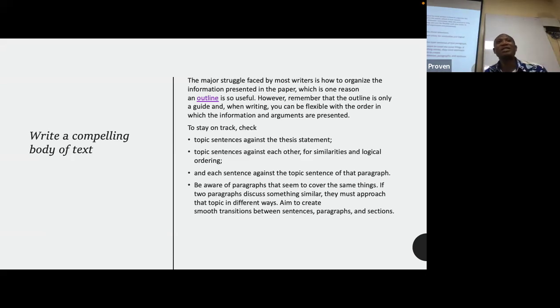If it's not making sense, create another version, delete those ones that are problematic, and try to start afresh so that you don't lose track. So stay on track and check your topic sentences against the thesis statement that you started with, and then the topic sentences against each other, and then whether there are similarities or whether there's logical ordering within them, and then each sentence against the topic sentence of that paragraph.